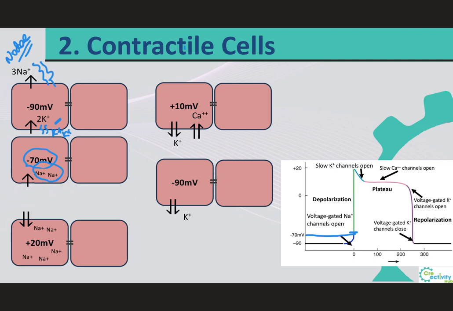Therefore, once it reaches this threshold of minus 70 millivolts, it will send a signal to other sodium-gated channels, and there will be a high influx or high entry of sodium ions inside of the cell. And this takes the voltage inside of the cell all the way up to a positive 20 millivolts. And this is what we call depolarization.